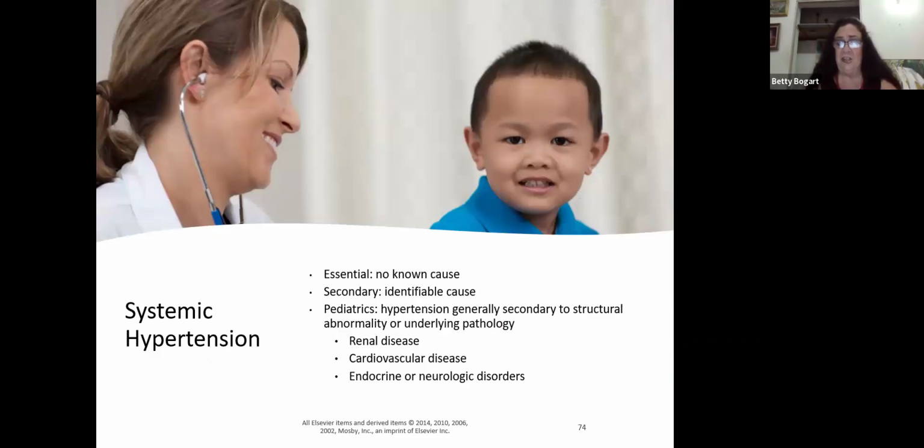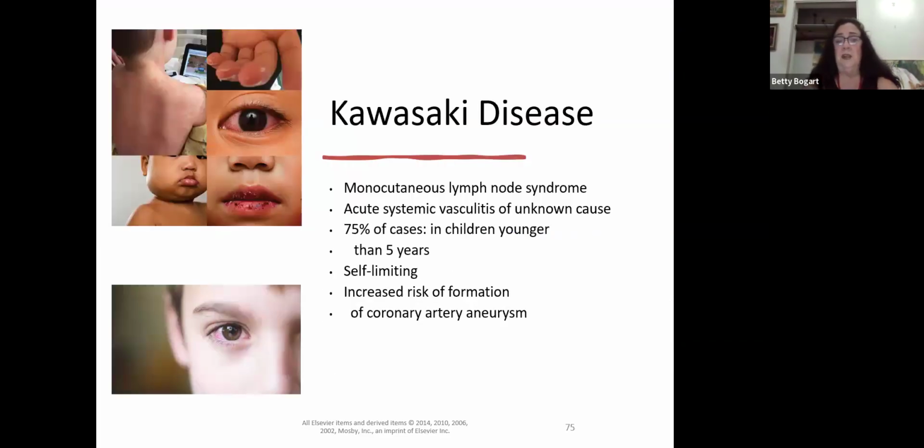As I said, hypertension, kids do get it, and we do treat it now. It's prevented a lot of kidney problems, renal problems, because we treat it quicker. Now, Kawasaki disease. Kawasaki disease is interesting. It is an acute systemic vasculitis, and we don't know why. We don't treat it with antibiotics. We treat it by boosting their immune system.